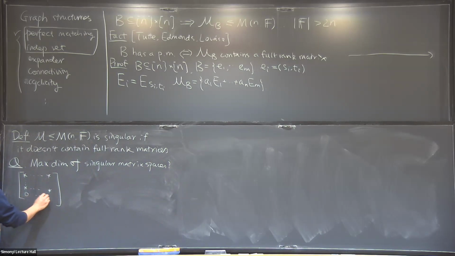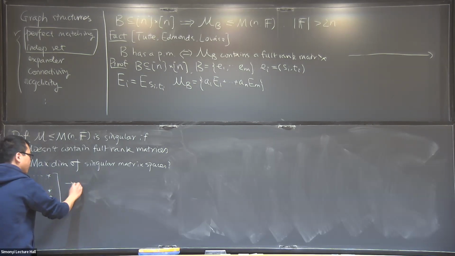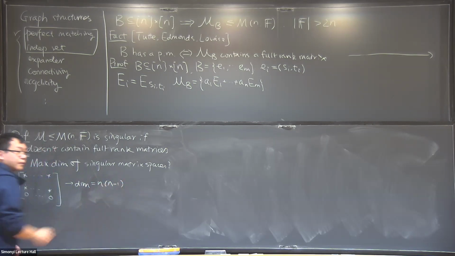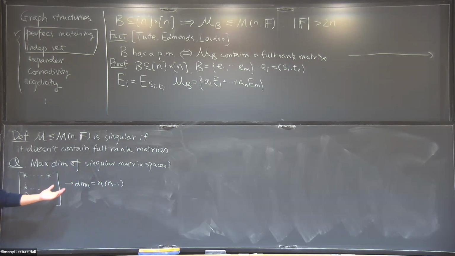Namely, every entry is arbitrary, except that the last row is set to 0. So this is a matrix space, and the dimension of this matrix space is n times n minus 1. So you can go as large as n times n minus 1. Now the question is, can it go larger? Can it be even larger than n times n minus 1?